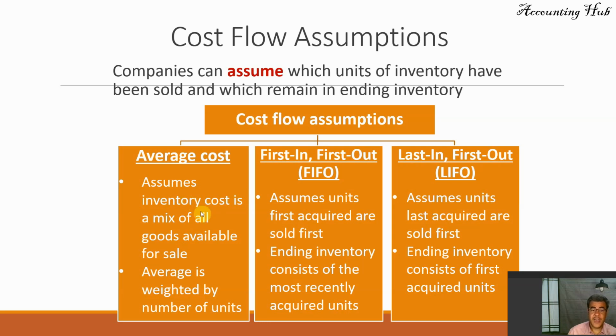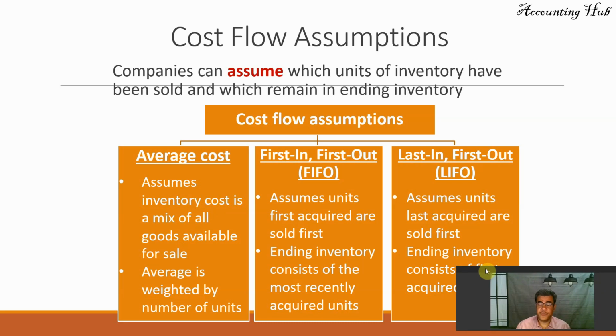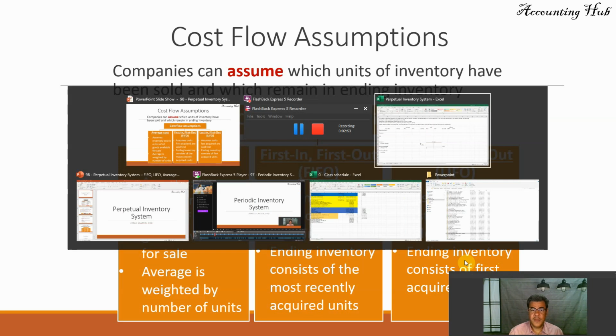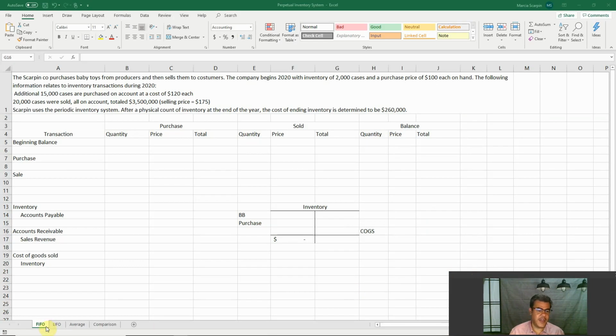So average. Assume inventory cost is a mix of all goods available for sale. Average is weighted by the number of units. In my opinion, the easiest one, especially if you are working with Excel. So let's do it. Excel here. FIFO, LIFO, and average. Let's work with average.